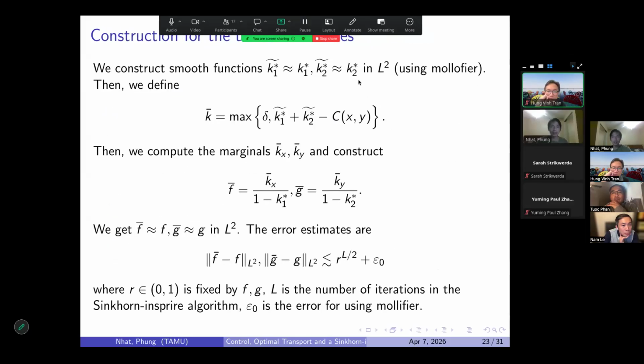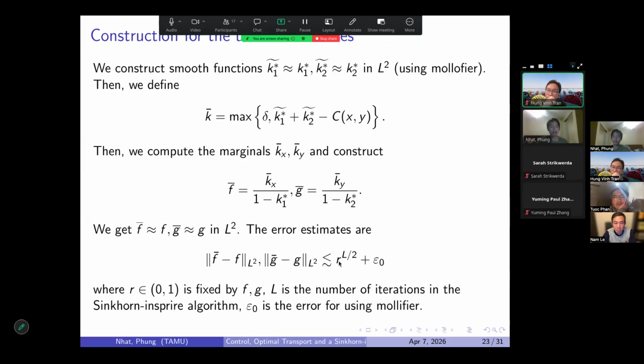And now after we have k, as I mentioned, we use some modifier to make a smooth approximation. And then with the smooth approximation, we take k in here, and so we can define the approximate f and g. And so this is the error estimate that we have. So this is the conversion rate that we mentioned earlier.